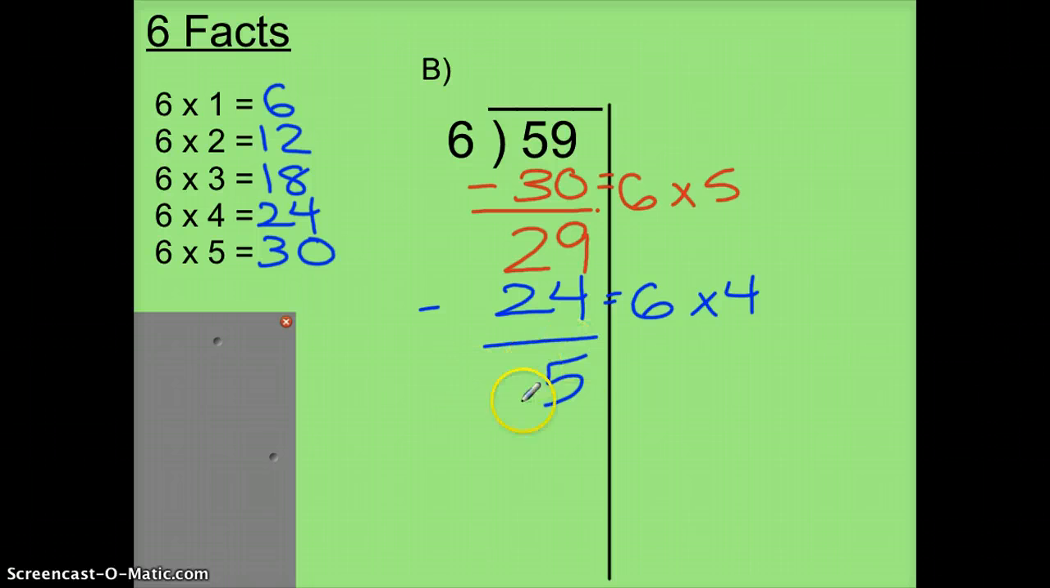Okay. Now this 5 here is telling me I only have 5 left. That means I can't make any more groups of 6. I can't subtract anything else, so this is now my remainder. I took away 5 groups of 6 and 4 groups of 6. If I add those together, that's 9 groups of 6 with a remainder of 5. And that is my quotient.